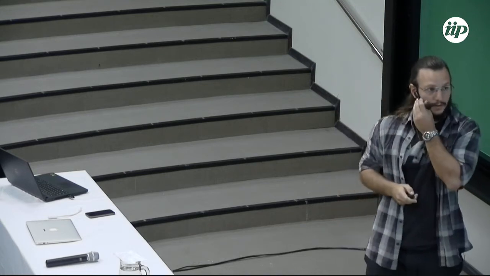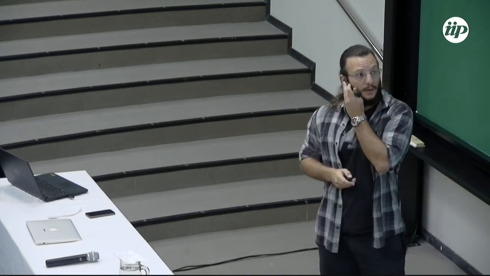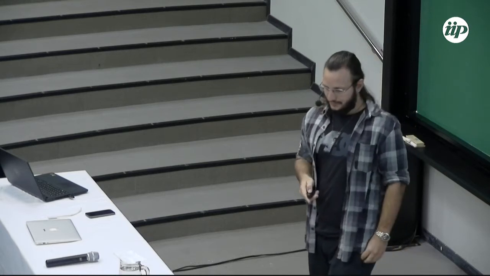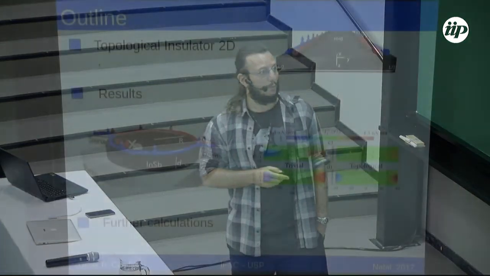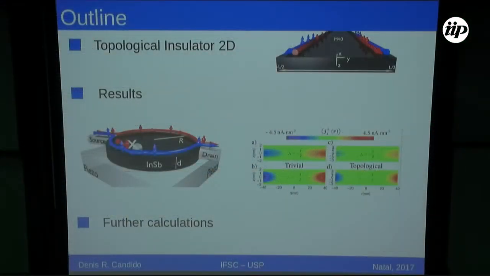The outline of my talk will be: I will give some introduction concerning two-dimensional topological insulators, just a brief introduction about what is new in this kind of material. Then I will talk about the results of my work, which are basically results on quantum dot heterostructures. And then I will show some further calculations that we have yet to finish.